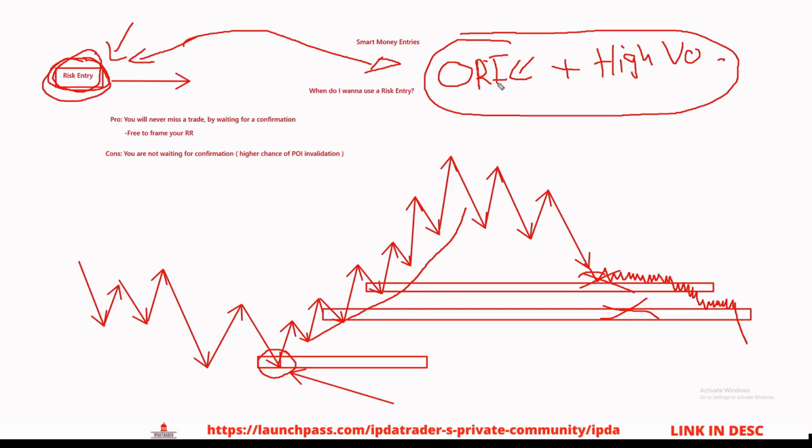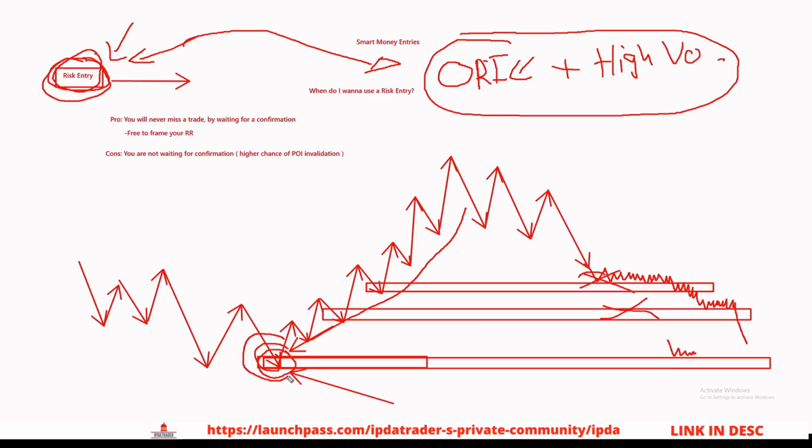Risk entry should only be used, please get that through your head, at origin blocks, because that's always your best block to try and trade. And if you're convinced based on your structure and liquidity that this is the block that is gonna hold, then feel free to take a risk entry over here, right? Take it over here at your origin block when the market's moving nice and you have that conviction that, hey, you know what?